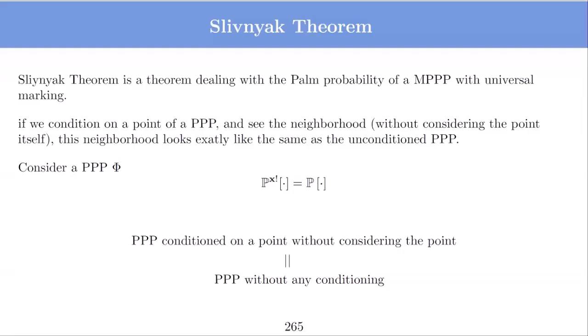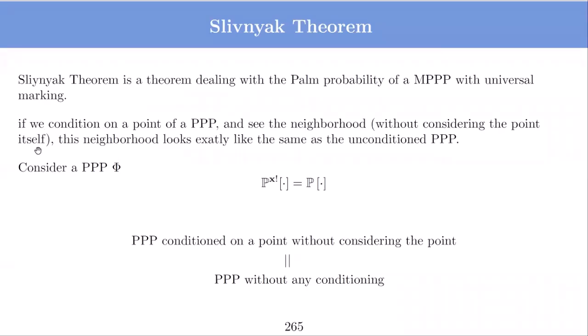We are going to cover a very important theorem, which is known as Slivnyak's theorem, and it is for PPP, Poisson point process. It deals with the palm probability of a marked Poisson point process with universal marking. What it says is that if we condition on a point of a Poisson point process, so conditioning means we are conditioning on the fact that there is a point at a particular location and see the neighborhood, but without considering the point itself.